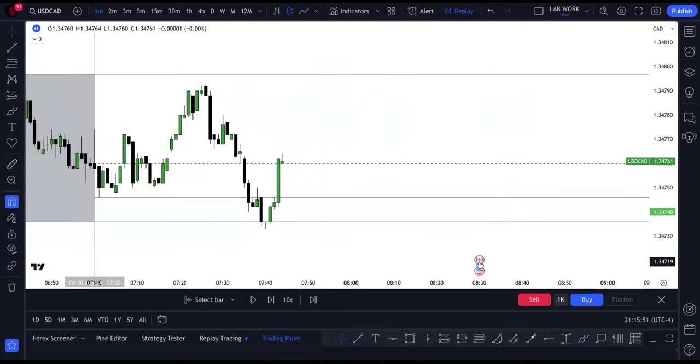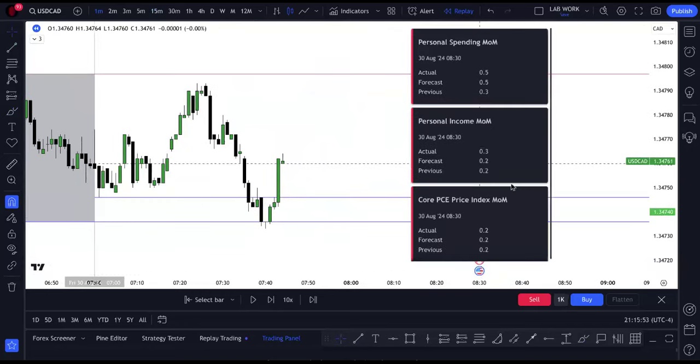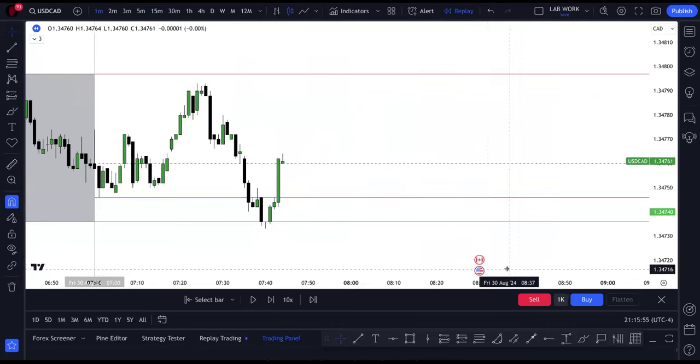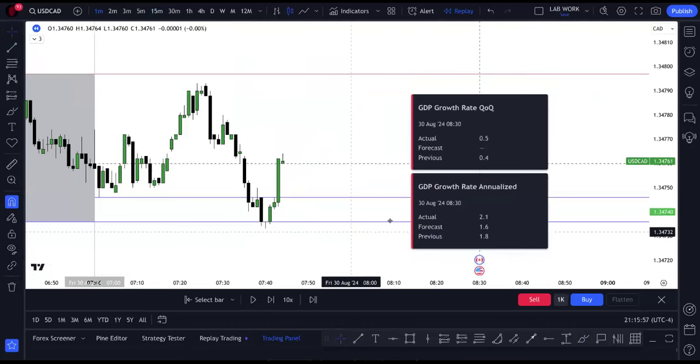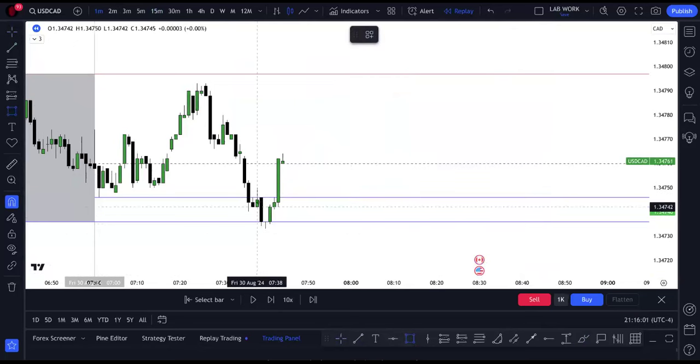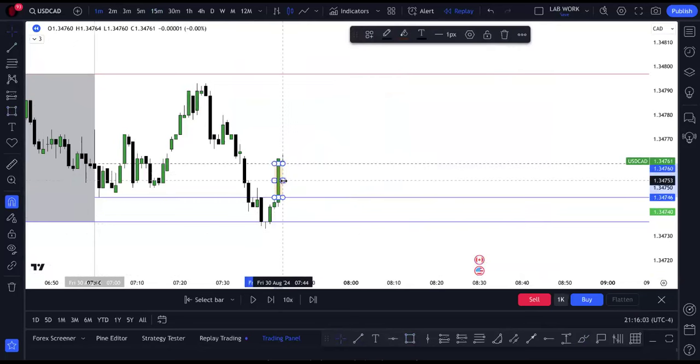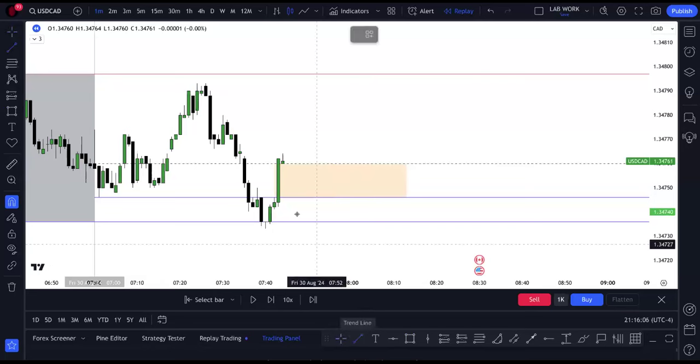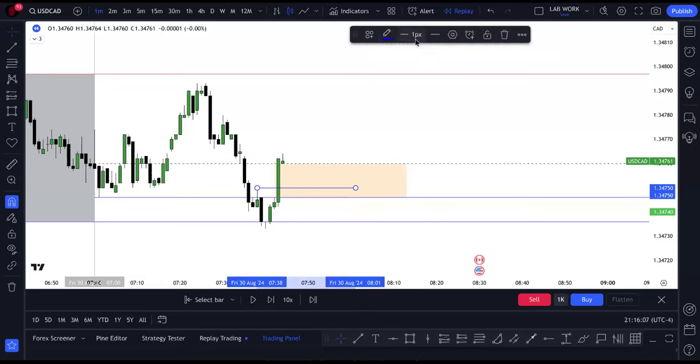The news event. We had a bunch of news events, a bunch of US data and CAD data. GDP growth. This is important. When they start talking about GDP, best believe you're going to see some volatility coming into the market. And what was the US news? I didn't even know what the news was.